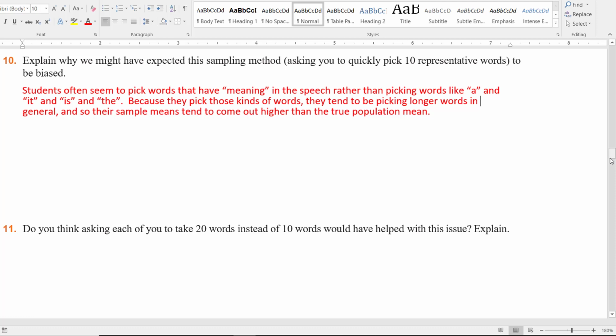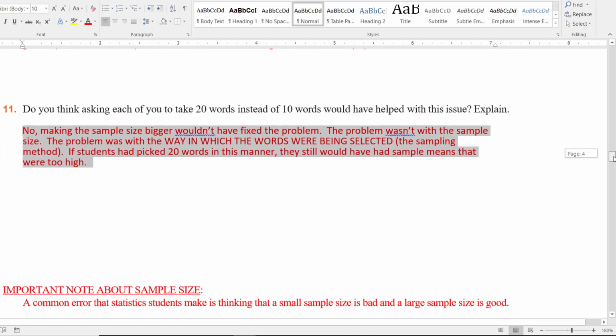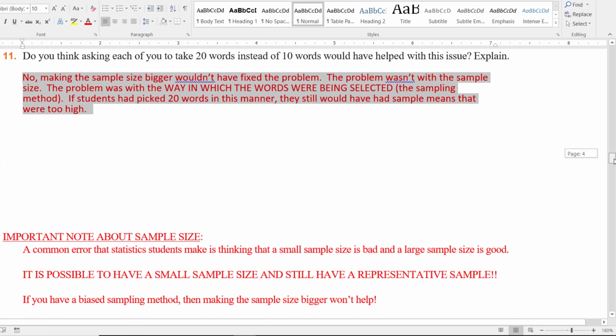If I had asked students to pick 20 words, I don't think it would have changed anything. I think they just would have picked more long words. I don't think there would have been a bunch of students picking 10 additional words that were words like a and is and the. I think they would have just picked a lot more words that were too long. So it wasn't a problem with the sample size. It was a problem in the manner in which they were selecting the words. Okay, and then I just made a note about that important concept.